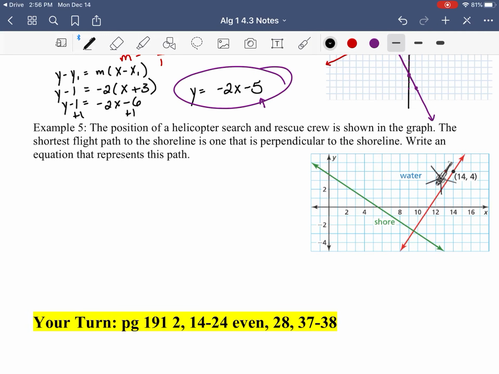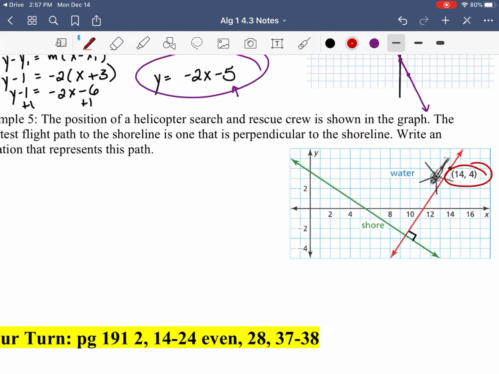The position of a helicopter search and rescue crew is shown in the graph. The shortest flight path to the shoreline is the one that is perpendicular. We want to make a 90-degree. Write an equation that represents this path. So we want to write an equation for this red path. We have a point for it to go through, the point 14,4, and we have a graph, so I can count the slope. So let's go ahead and let's count the slope here.